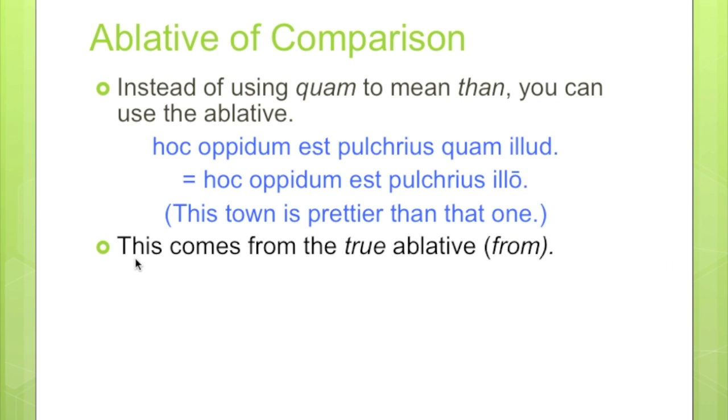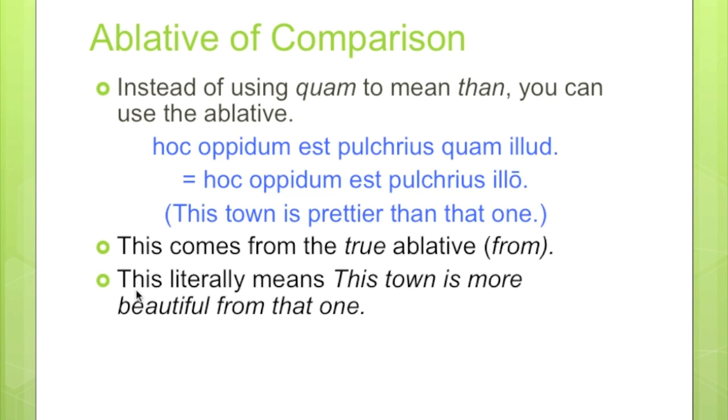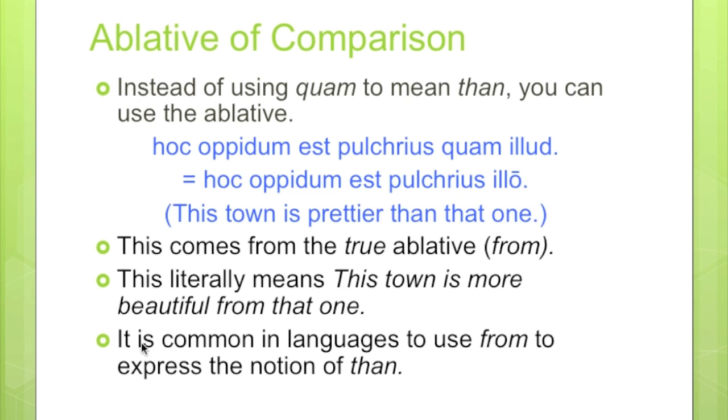This ablative of comparison comes from the true ablative, the from sense of the ablative. This literally means this town is more beautiful from that one. It is common in languages to use from to express the notion of than. So this is just an expression of that notion that you can use from to mean than in many languages, and that's what's happening here.